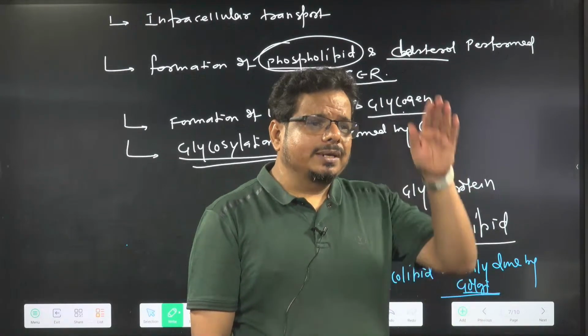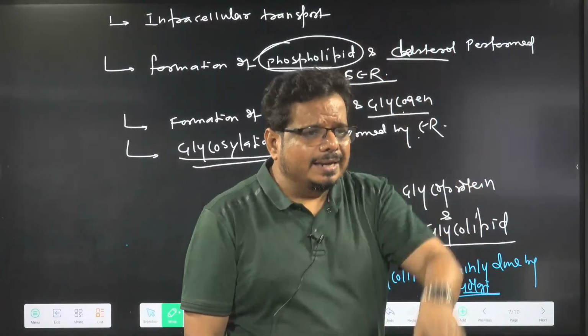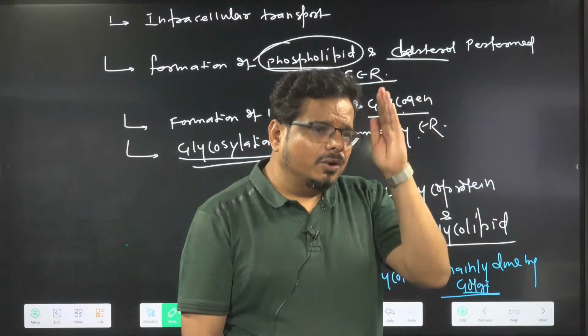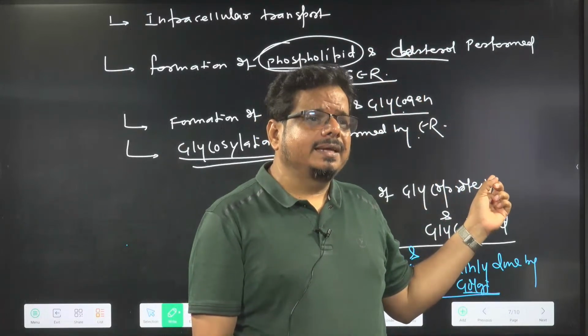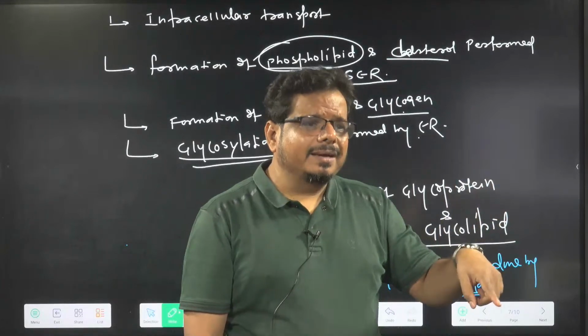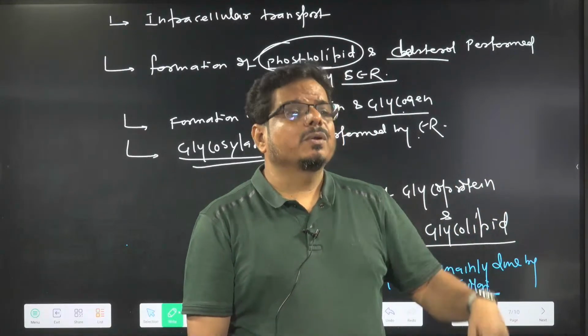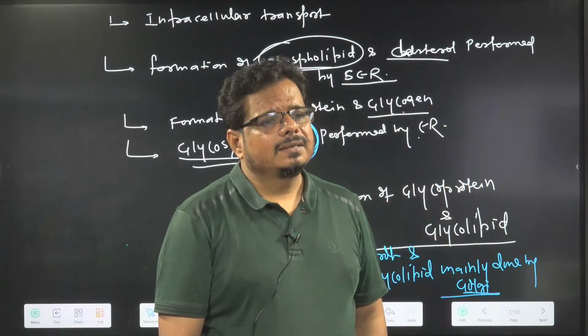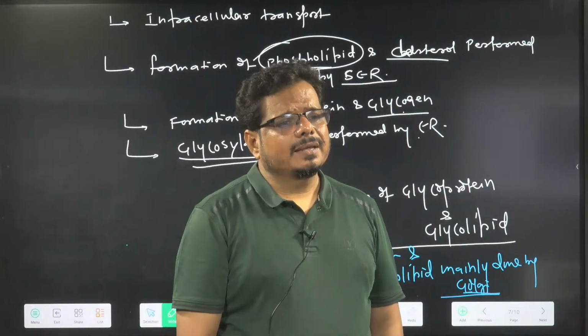If both options come, ER and Golgi body, you opt for Golgi body. But if Golgi body is not there, you opt for ER. It is mainly done by Golgi body, but ER also has a role in the glycosylation process. Are you getting the idea? Picture came in the mind.